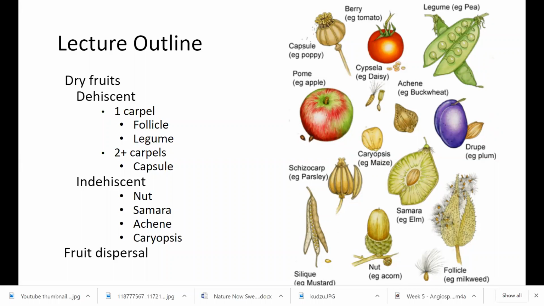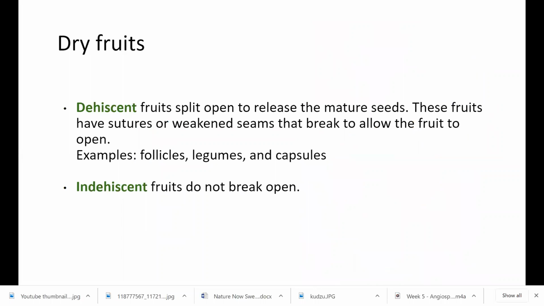And you can see in this that there's a lot of different kinds of fruits. Some we've already covered, the berry, the pome, and the drupe, right, are the fleshy fruits that we've already talked about. And we'll focus on dry fruits today. So dehiscent fruits are ones that split open to release the seeds. And so they usually have some kind of seam or suture that breaks, and that allows the fruit to open. And so we'll see some examples of those.